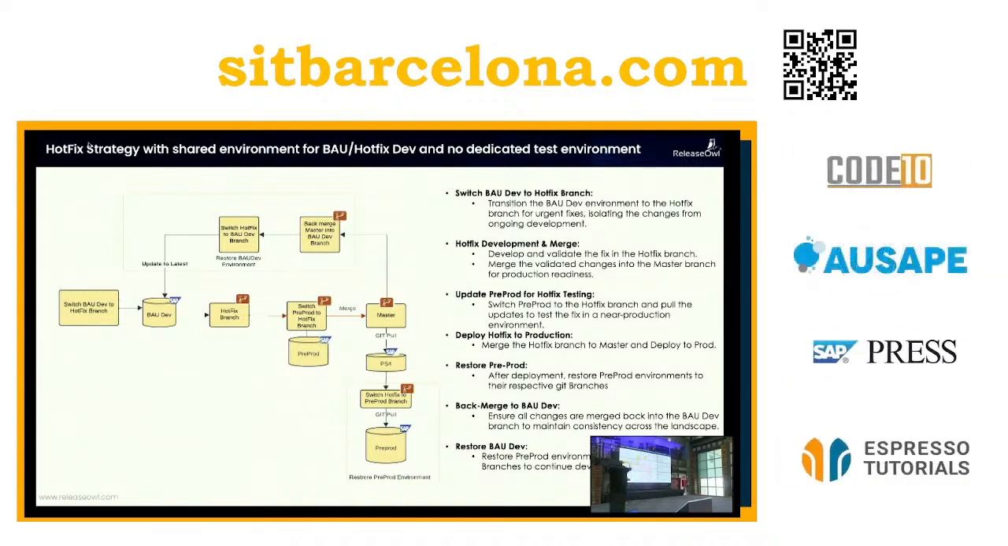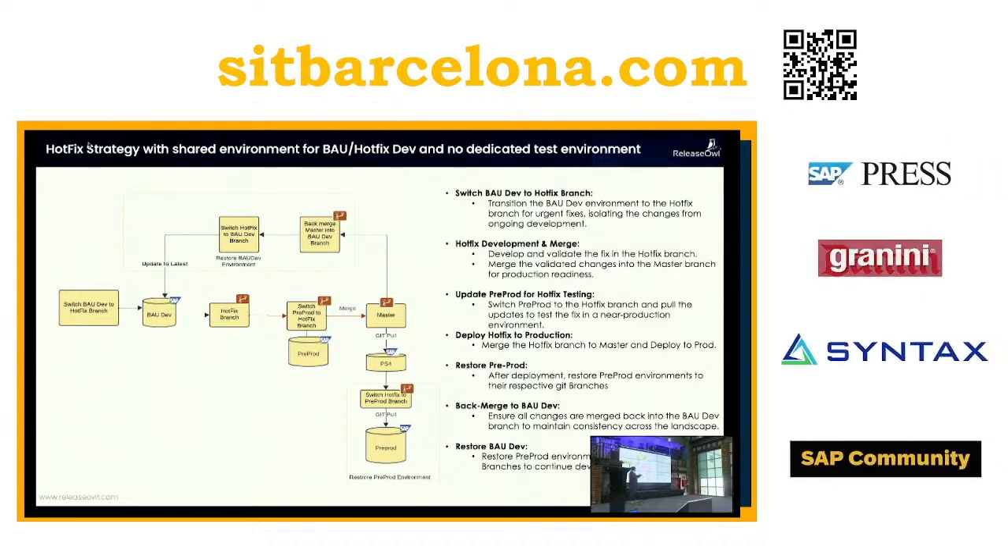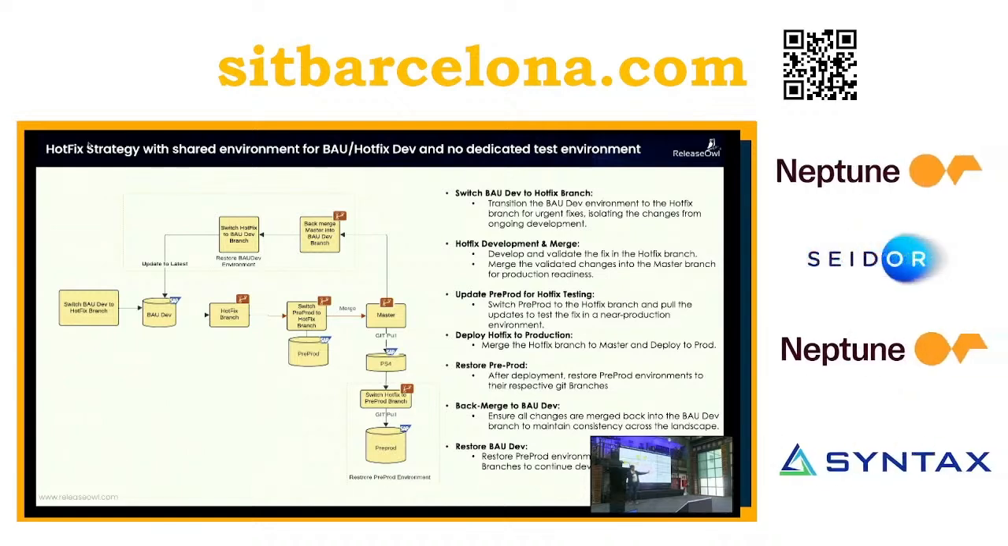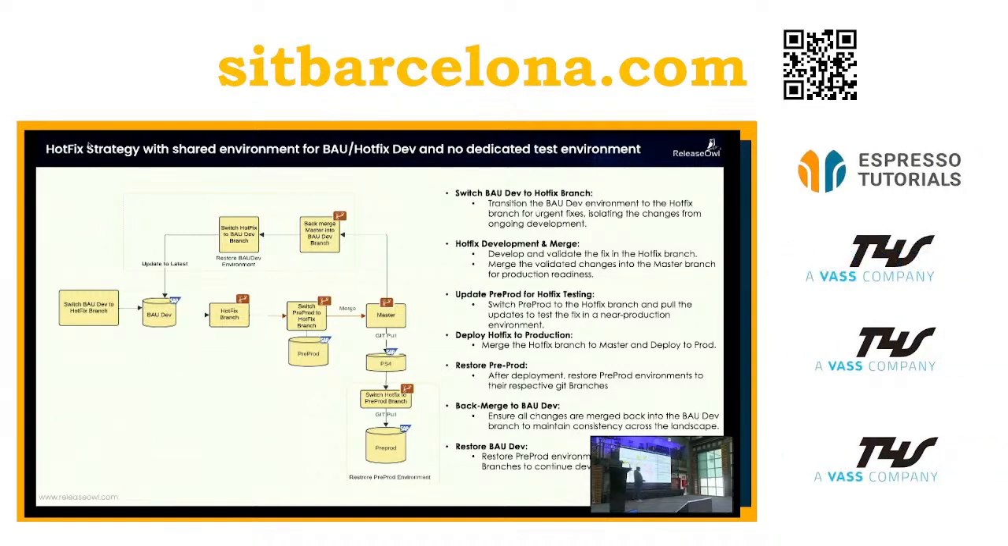So the way we recommend is, if you have to give a hotfix, switch your BAU dev to hotfix. What does it mean? First you create a hotfix branch from your main. That means it is equal to production. Now switch your BAU dev to hotfix. That means whatever local commits you have in your BAU dev, they are all preserved in Git. But the system changes its state. It becomes equal to production. Now let them develop the changes.